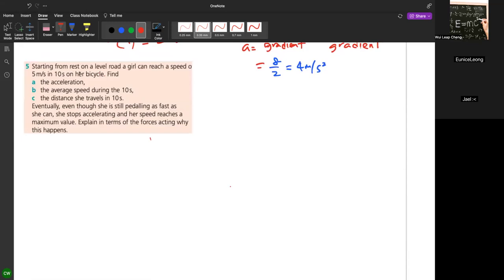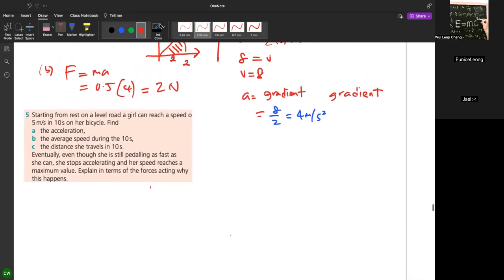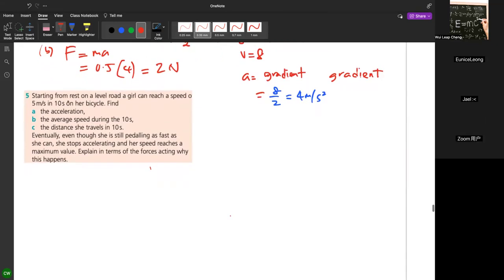Starting from rest. From rest means started from not moving, so start from zero. Reaches the final speed. The final speed is 5, in 10 seconds.